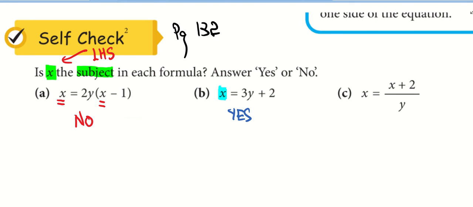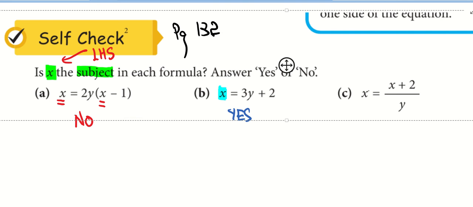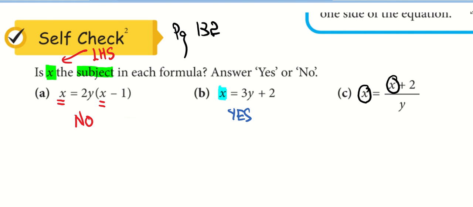In part C, Martin also said no. Why? There's an X on the left, there's an X on the right. So, X is not only on the left. So, this is not X being the subject as well. Alright? Okay.